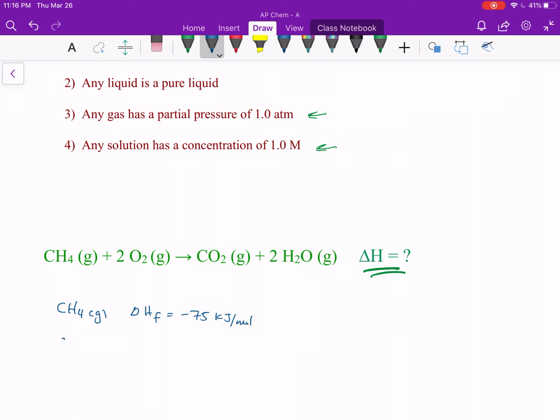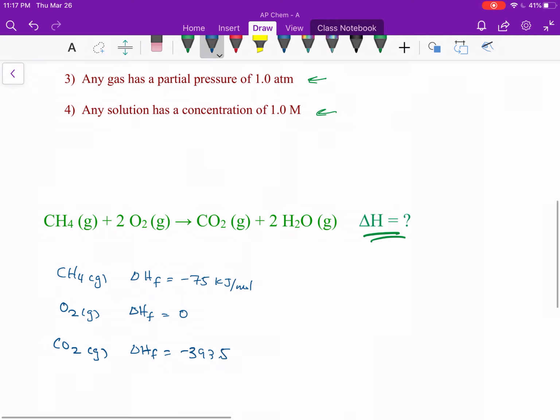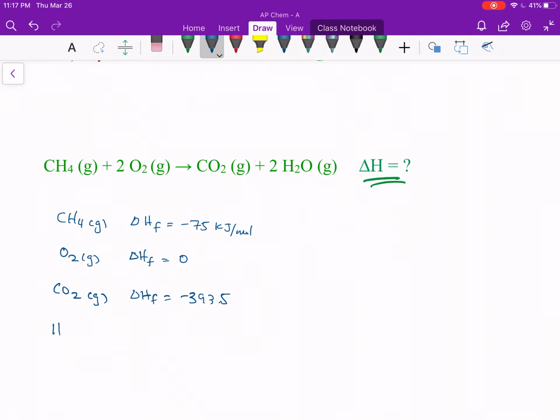If I have O2, lo and behold, I look it up in the back of the book, delta H of that is 0. If I have CO2, delta H, as we saw up top, is negative 393.5. And if I have H2O, I look up in the back of the book and I see that's negative 242. So all of a sudden I have these heats of formation. So big whoop. How do I use them?